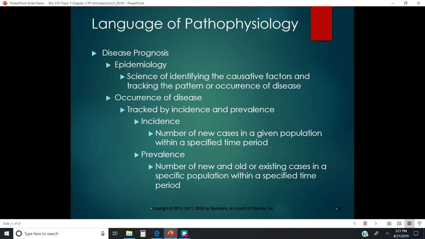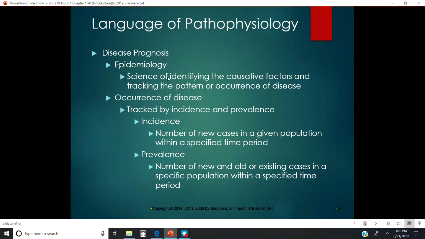Okay, still related to prognosis is epidemiology. You can get a degree in this if you want to. This is the science of identifying the causative factors and then tracking the pattern of occurrence of that disease. So, what is the causative factor? Like talking about the flu, what is the main strain this year, let's say, and then tracking the occurrence of that disease. That would be known as epidemiology.